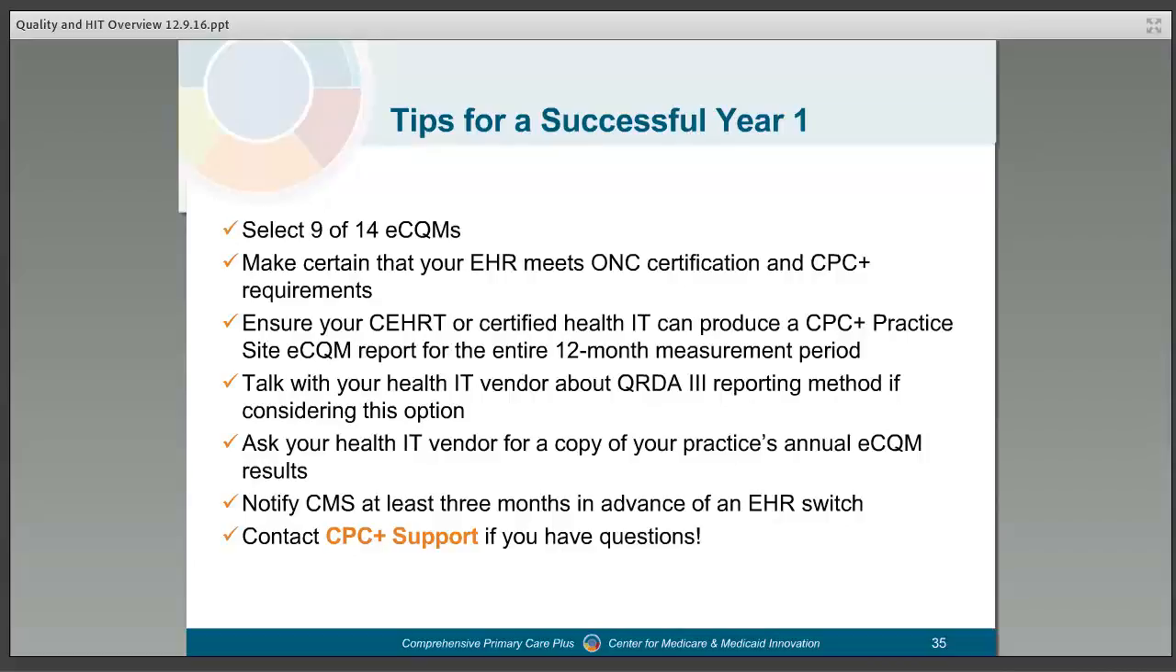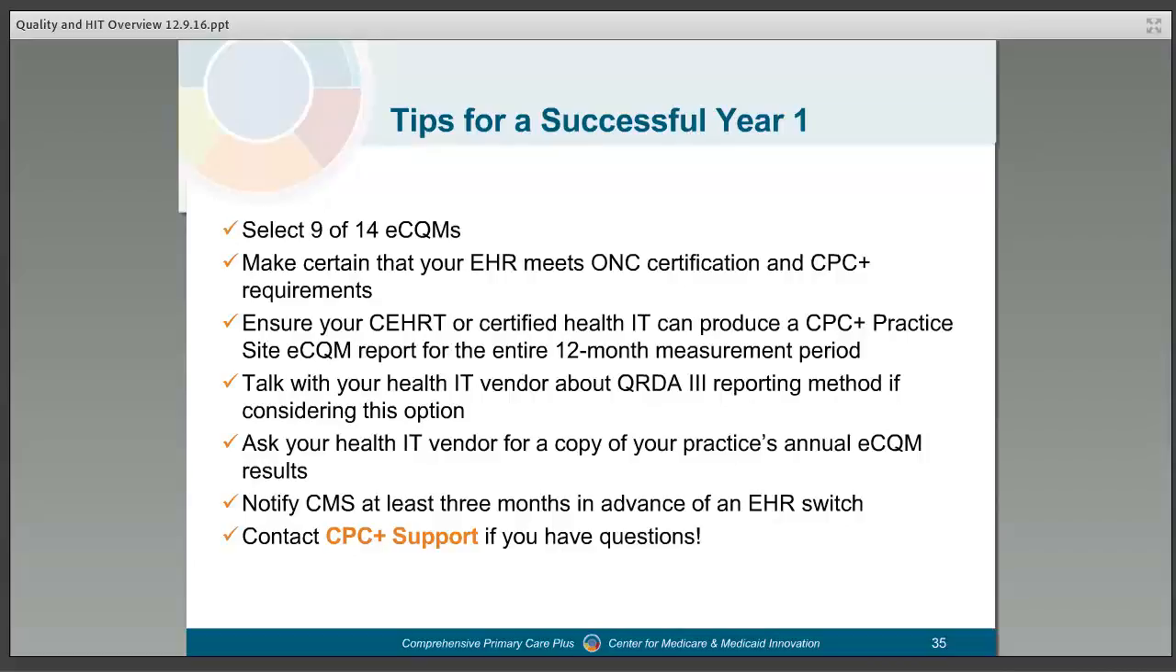Talk with your health IT vendor now about QRDA 3 reporting method if you're considering this option. Ask your health IT vendor for a copy of your practice's annual eCQM results. It's very important that you have these available and that you upload them when you submit your reporting. Notify CMS at least 3 months in advance of an EHR switch. It's not too early to notify us now if you're planning on switching EHRs in 2017.